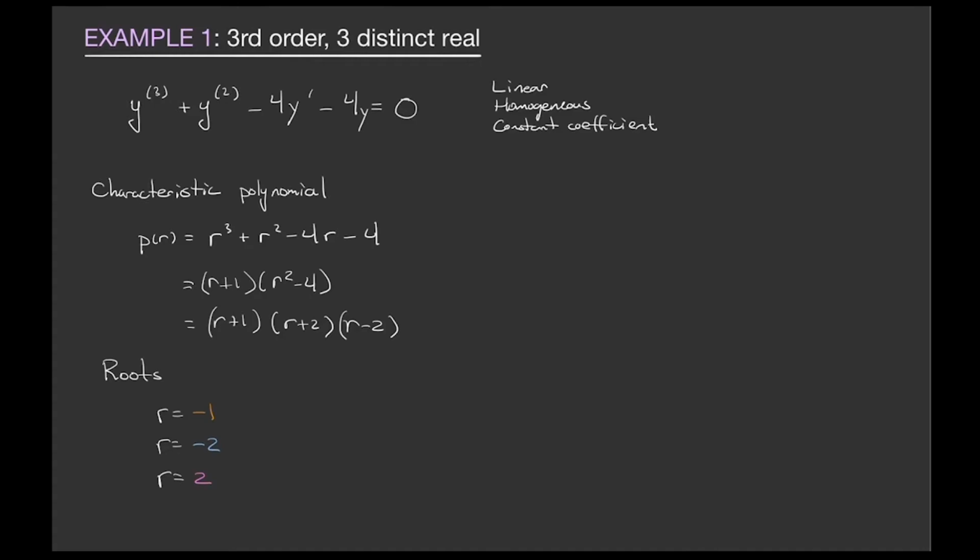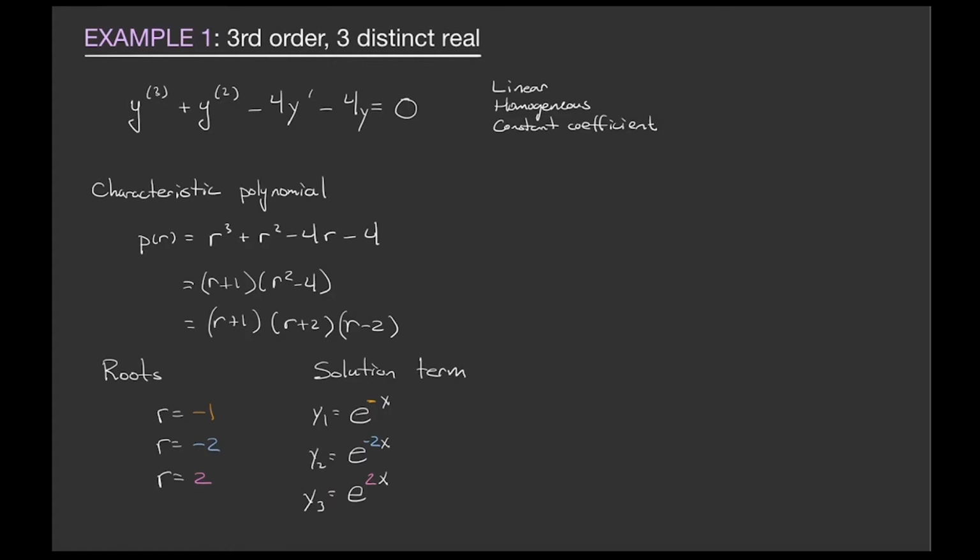Now from this, we get solution terms that will be a part of our general solution. Each one of them, in the case of a non-repeated real root, is simply going to be e to something. y1 will be e to something times the independent variable x. y2 will be e to something times the independent variable x. And y3 will be e to something times the independent variable x. Now the somethings are simply just the roots. So -1 times x, -2 times x, and 2 times x.